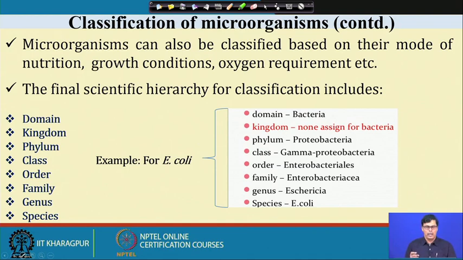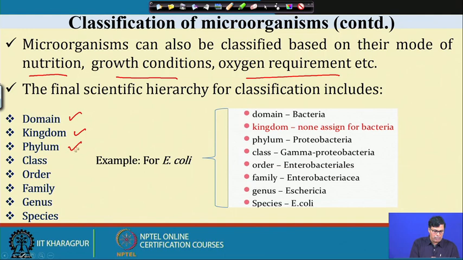Now, I want to elaborate a little bit. The microorganism can be classified based on mode of nutrition, growth condition, oxygen requirement, etc. The scientific hierarchy for classification includes domain, kingdom, phylum, class, order, family, genus and species. As an example, take Escherichia coli. The domain is bacteria.